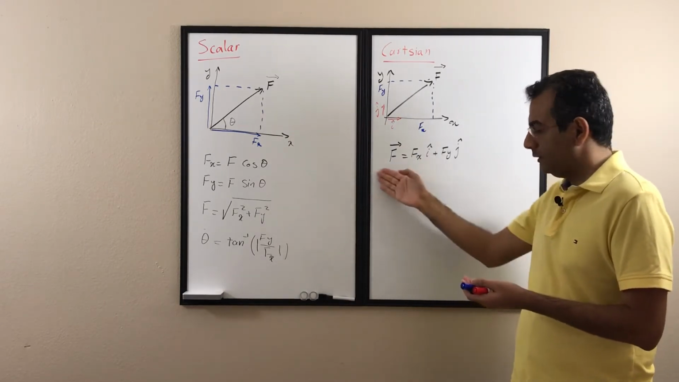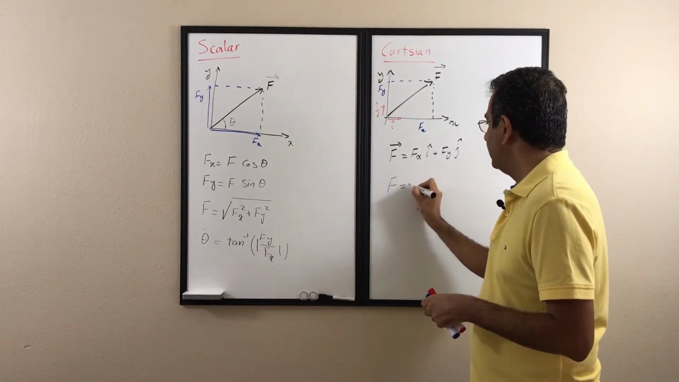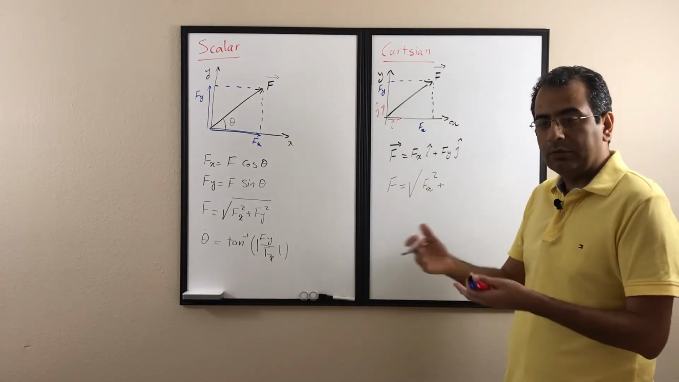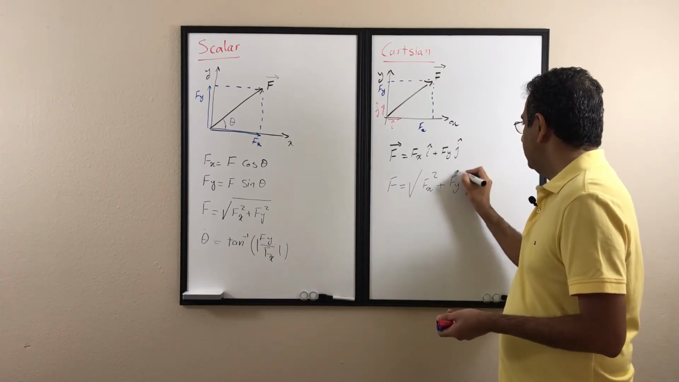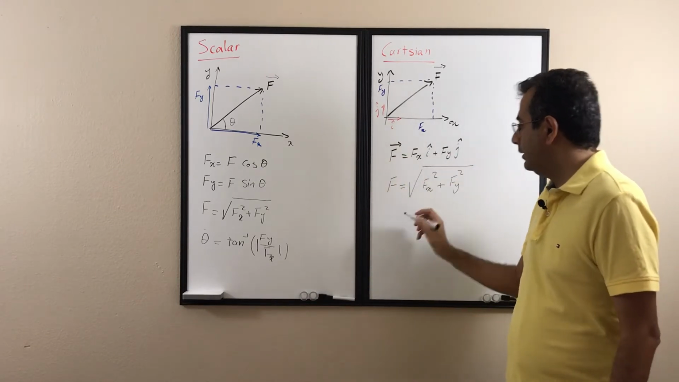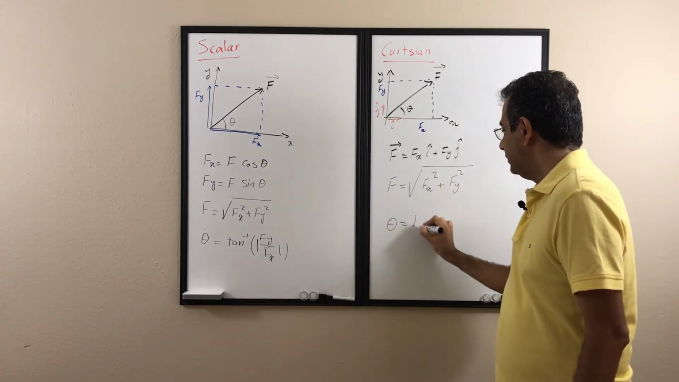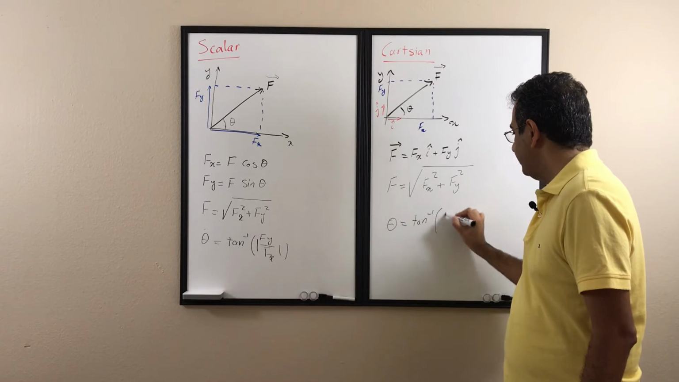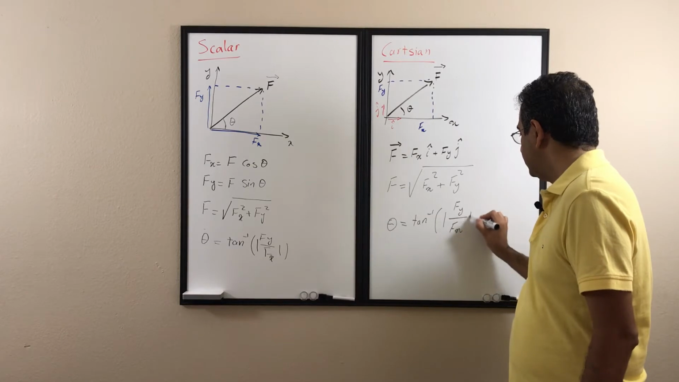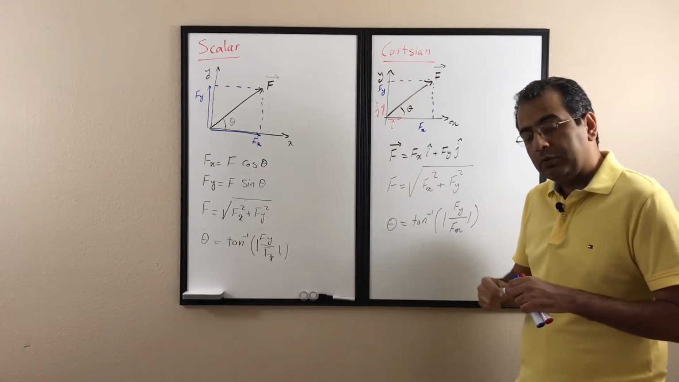If we have the vector written like that and we need its magnitude, again it's the same: its magnitude is going to be the square of its components, added all together, and then take the square root. And again, if we have F written in the Cartesian format and we need the angle, the same as there, theta is tangent inverse of Fy over Fx. So these are the two methods we are going to use for all calculations.